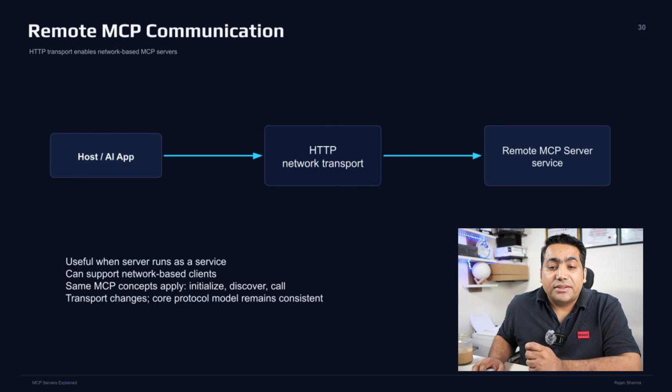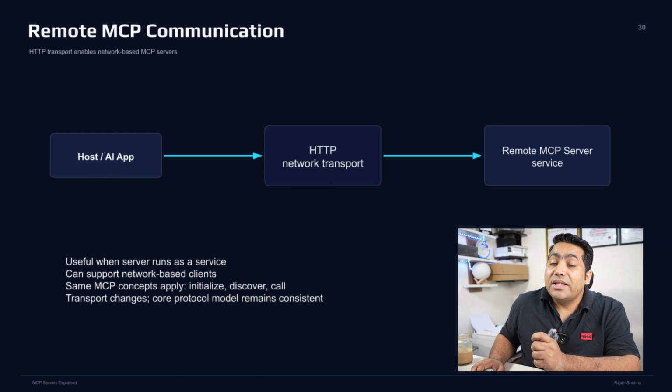In this model, the server runs as a service. So the host or AI application communicates with it over the network. The transport changes, but the core MCP concept remains the same. You still initialize, you still discover, and you still call. You still receive results. So remember, transport may change, but the protocol model remains consistent.